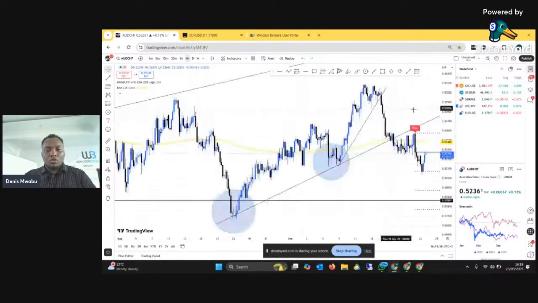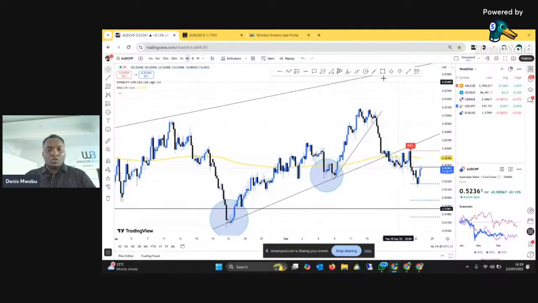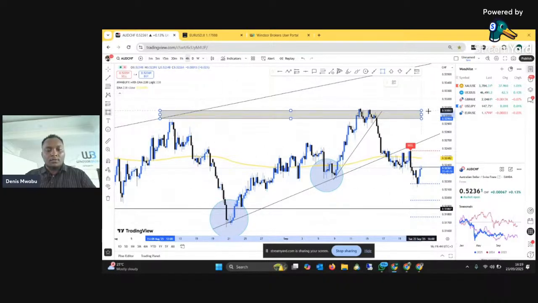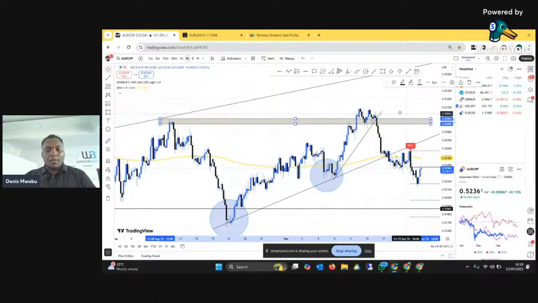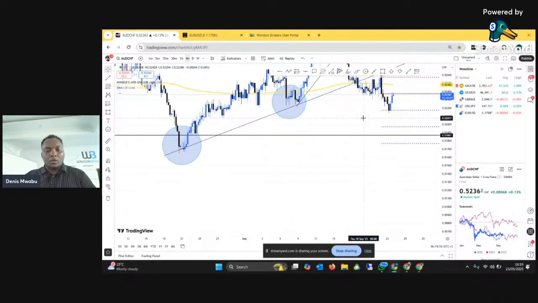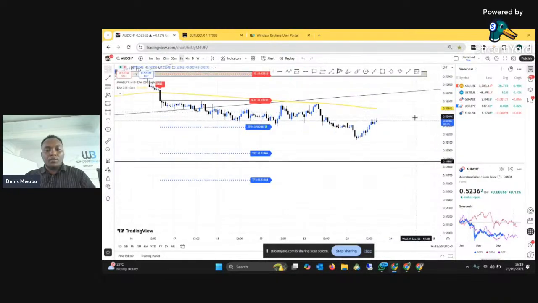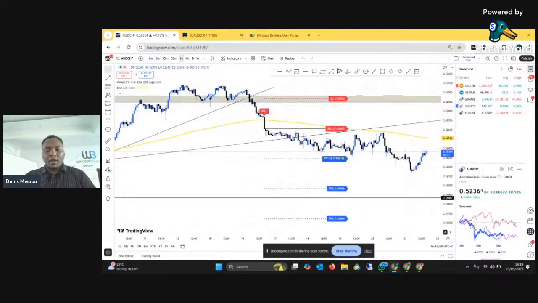Always use the higher time frame, guys. Always use the higher time frame. You can see this was a zone here. Price came, broke it to the low, and then continued coming down. So with AUD CHF, you can see everything is kind of bearish.